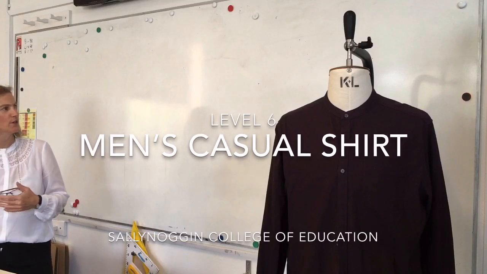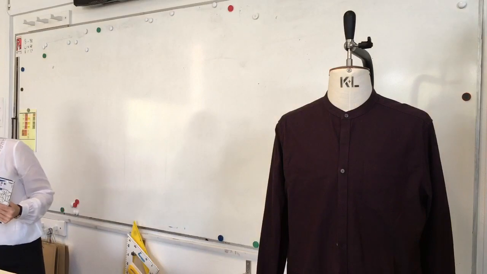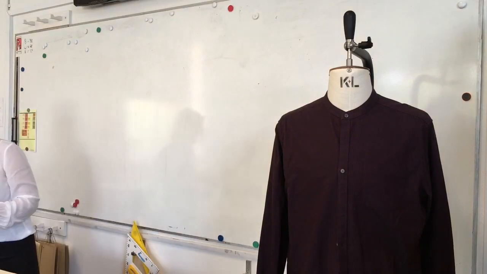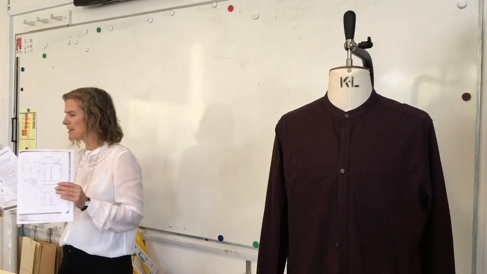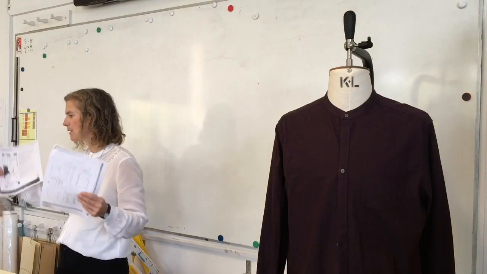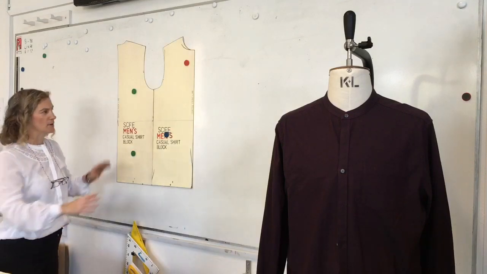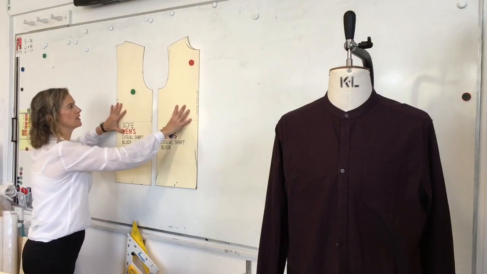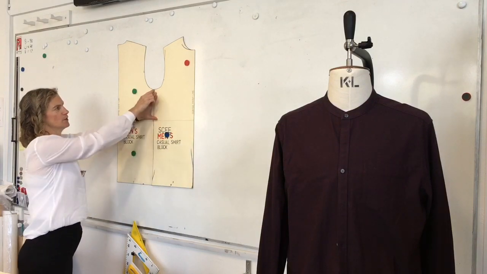So again, we are doing a menswear draft from Winifred Aldridge's book. A casual shirt draft, and we're going to look at the menswear block and certain adaptations we do to it. And we are still doing the same construction style, so hip to hip, armhole to armhole.